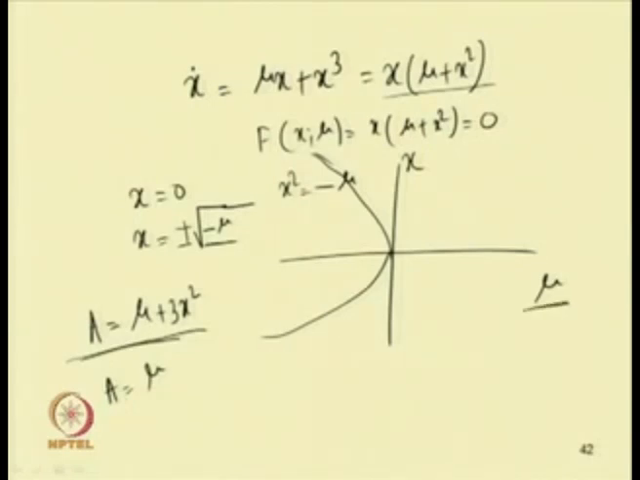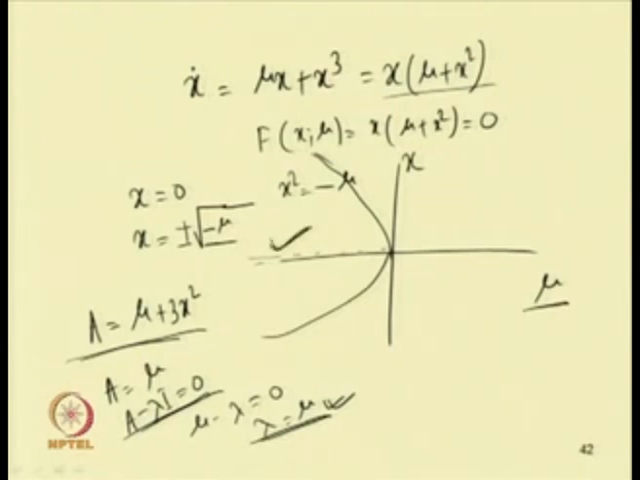As mu is negative, from A minus lambda I equal to 0, we know mu minus lambda equal to 0, or lambda equal to mu. So lambda equal to mu is the eigenvalue. For negative values of mu, that is from these to this position, we have a stable branch. This is stable, and up to this we have a stable branch.